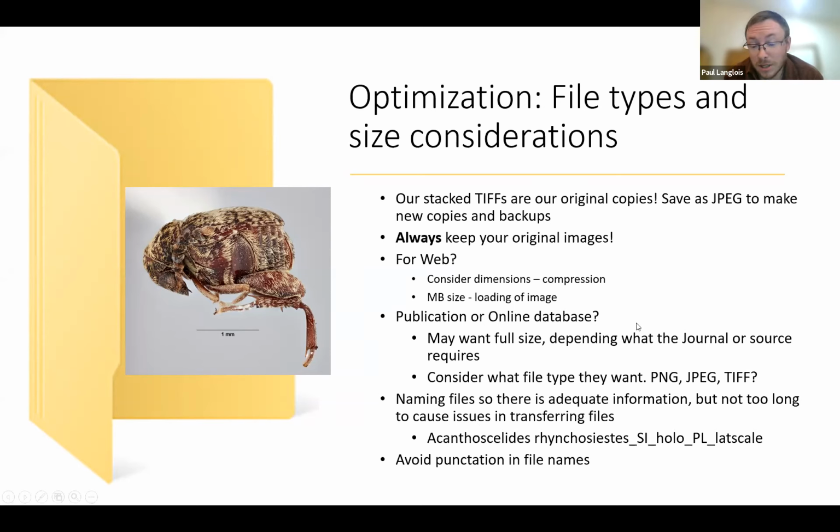If this is for publication or an online database, you may want full-size images, depending on what the journal requires, of course, and whatever file they want. So if they want a PNG or a TIFF, for example, we suggest always making those copies from that original image. Don't take multiple JPEGs that have been sized down and then turn those into a PNG or JPEG. It's good to always do it from the original for the best quality.